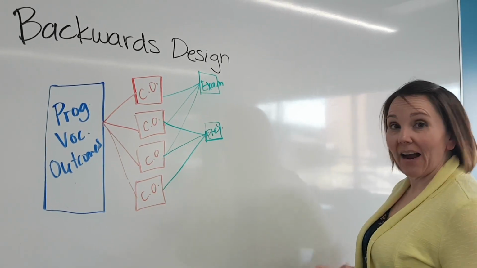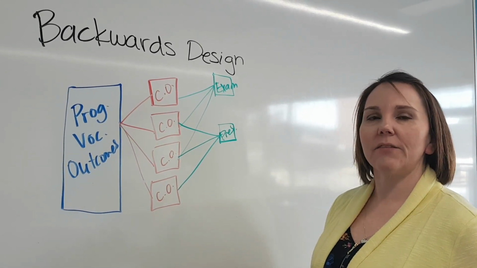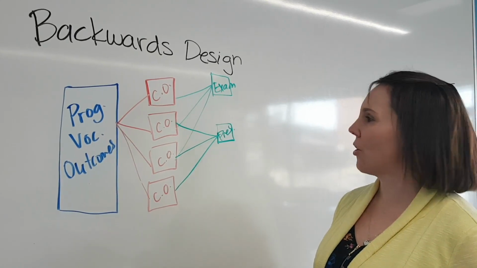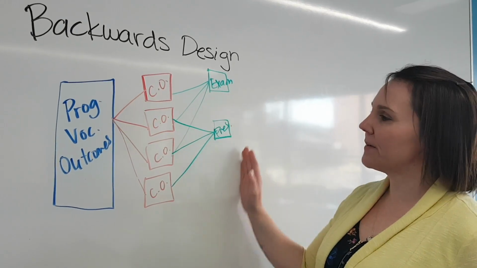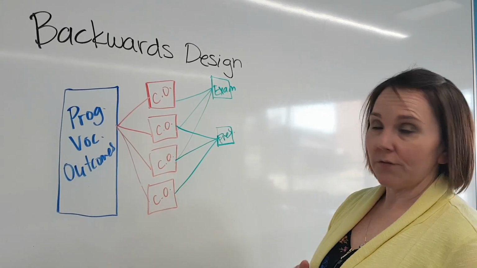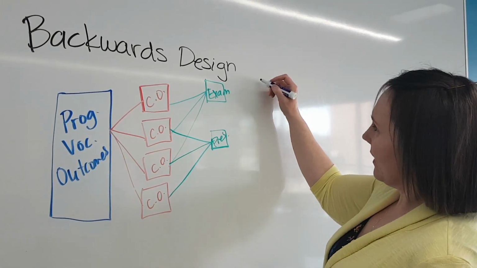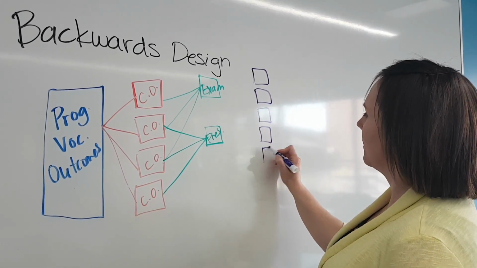The last and final thing that you would do is you would start planning out your lessons. What learning activities, what content do the students need to know in order to perform on those assessments, in order for them to demonstrate that they know the outcomes that you've set. So this is where I would really start planning my week to week.